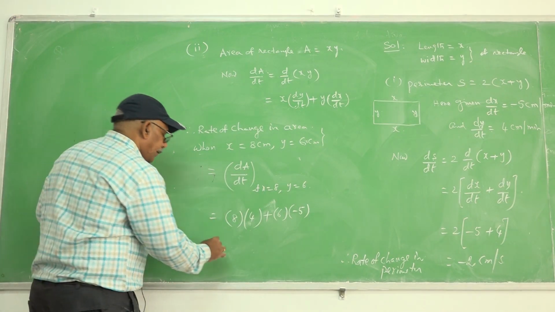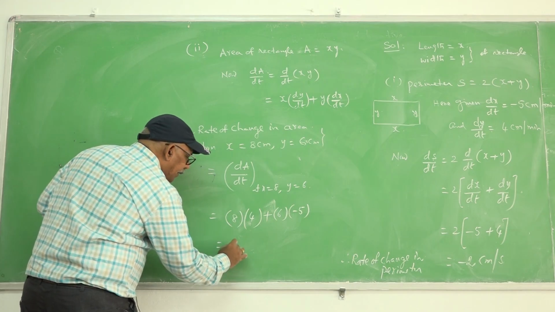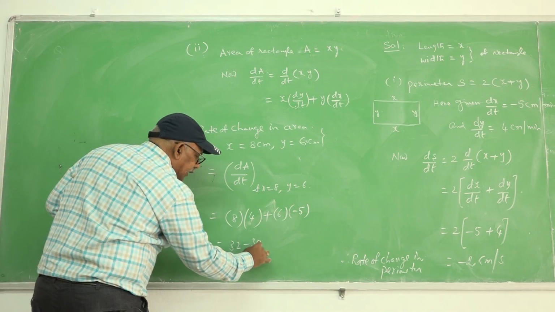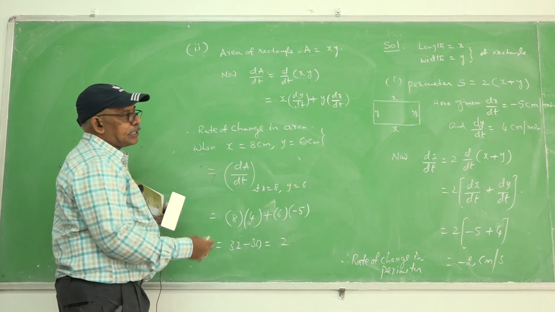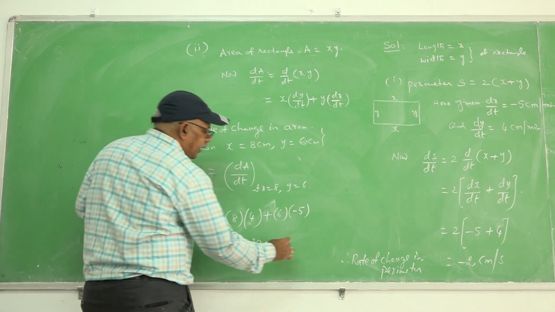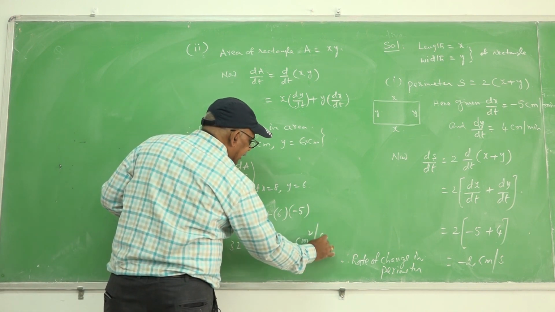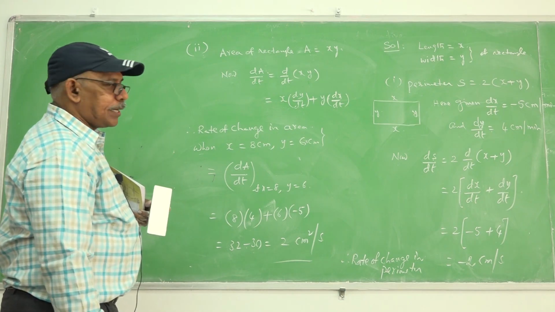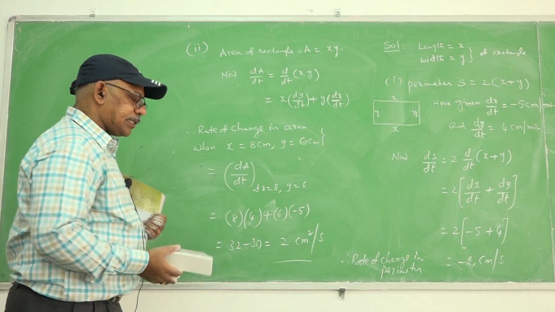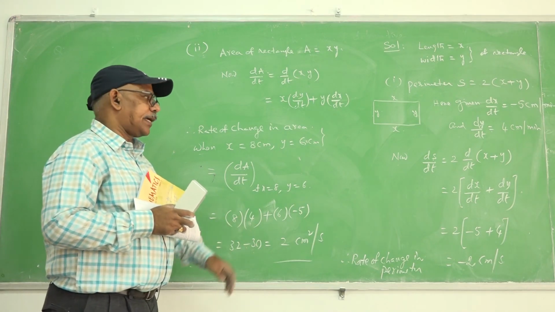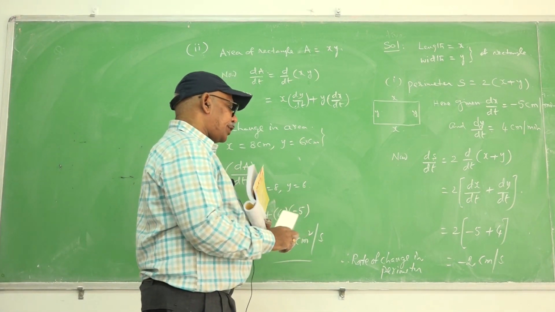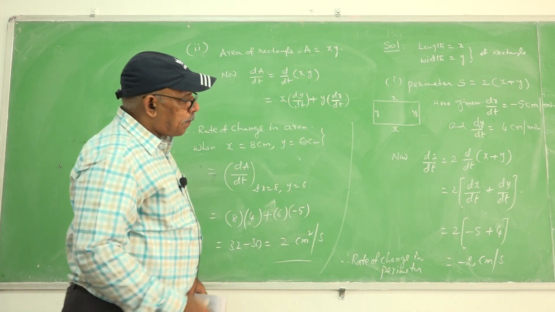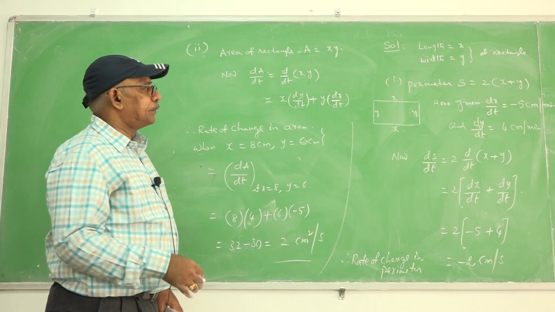At that particular instant, the rate of change is 8 into 4, 32. 6 into minus 5 gives us minus 30. So, that is 2. Since it is a rate of change in the area, centimeter square per second is the required unit. dA by dt at x equal to 8 and y equal to 6 is given by 2 centimeter square per second. Whereas, the rate of change in the perimeter is minus 2 centimeters per second.